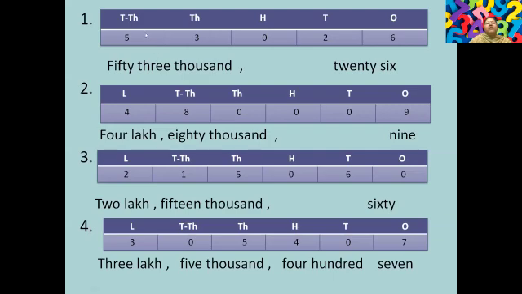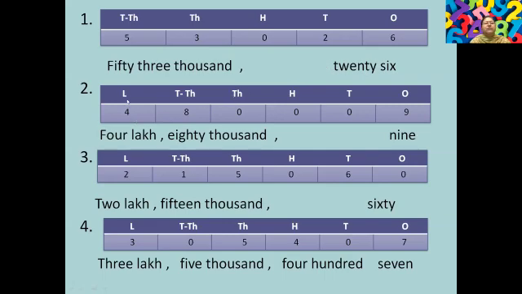Now let's start reading it. Under 1,000, you have 53. So it is 53,000. Under 100, there is nothing. Then you have 26. So I've written 26. I've left a gap here, but when you write it in your copy, don't leave a gap.